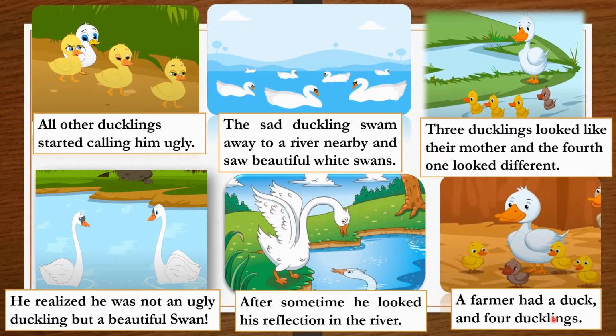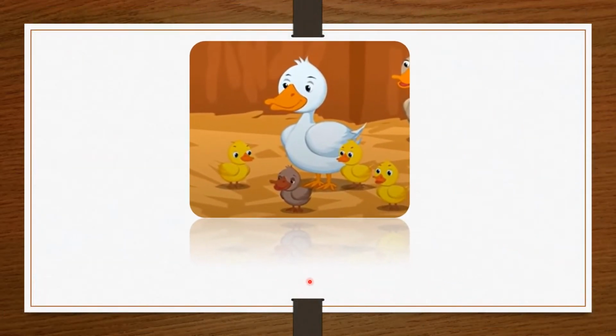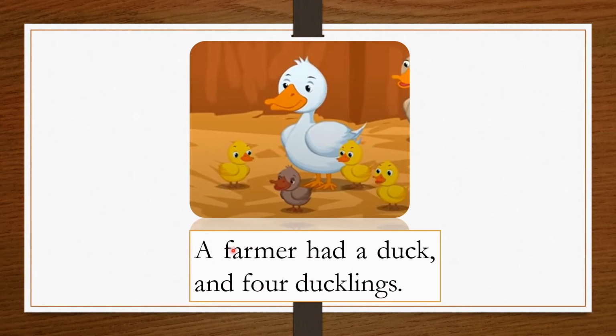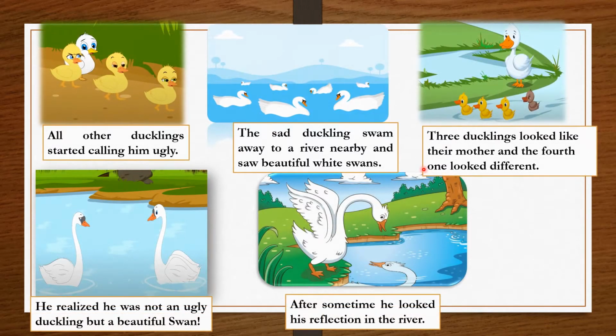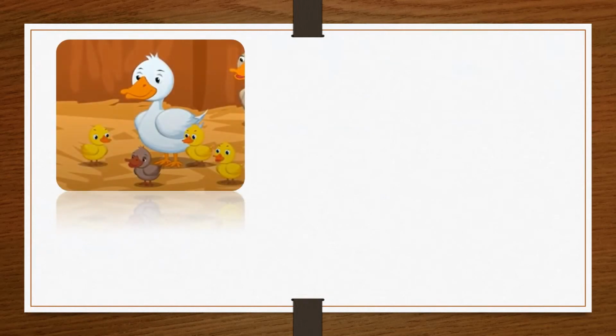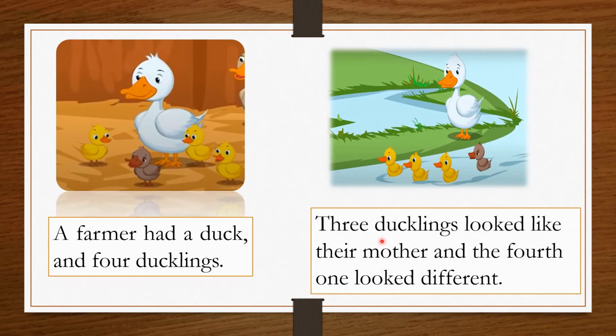So tell me first, which sentence will come? Yes, very good. This one: A farmer had a duck and four ducklings. So first, a farmer had a duck and four ducklings. Now, which sentence will come second? Yes, very good. Three ducklings looked like their mother and the fourth one looked different. So we have got the first sentence and the second sentence.